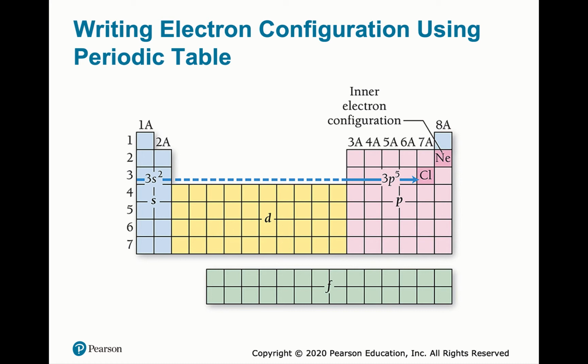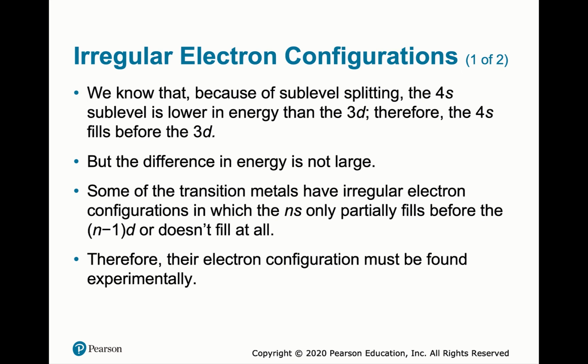So you can use chlorine. Chlorine would be neon's configuration, 3s2, and then there's no d electrons indicated. Then you move over and you have 3p, and then up to 5. And then the total chlorine is going to have 7 valence, 7 outer electrons.